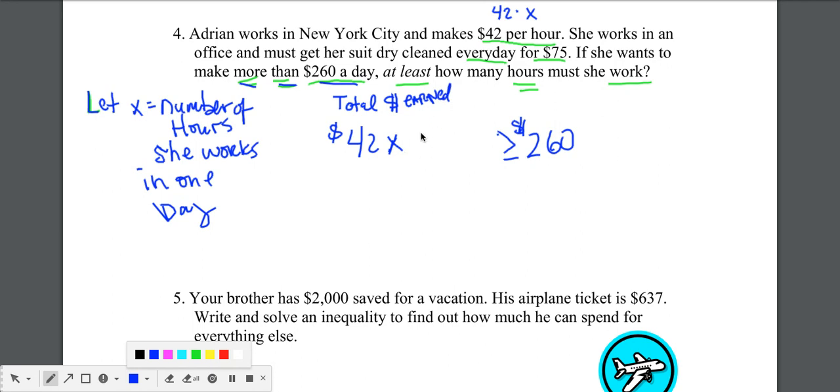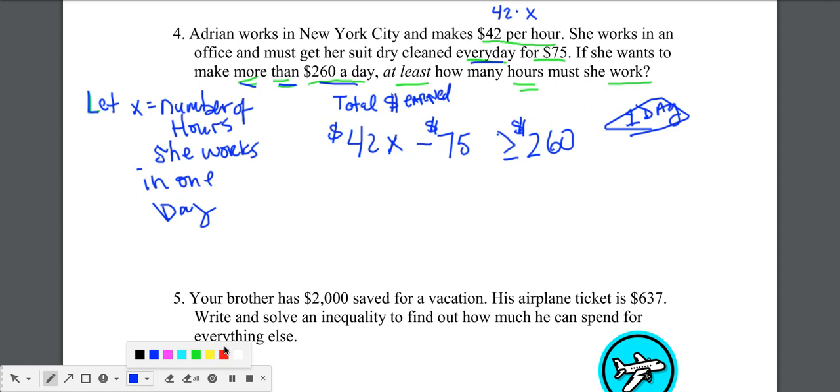And then we got to take some dry cleaning and subtract some dry cleaning each and every time. We're going to just subtract $75 because you're going to have that done every day. And so this inequality represents one day that went by. In a single day, this is how much money we want to make, is 260. So the X is going to be the number of hours she works in one day.